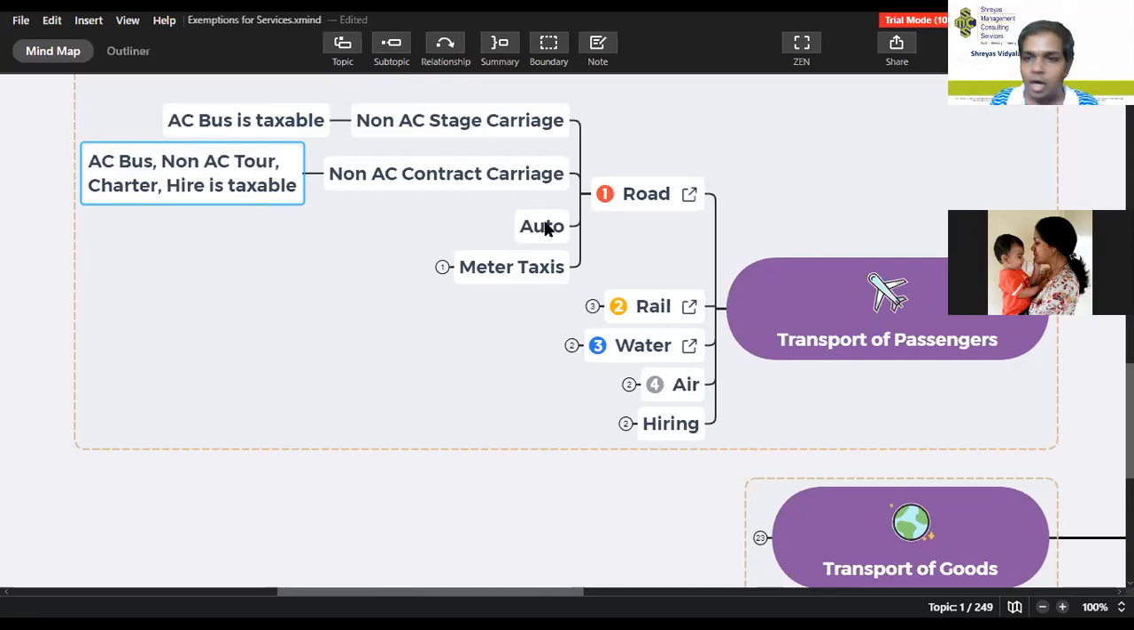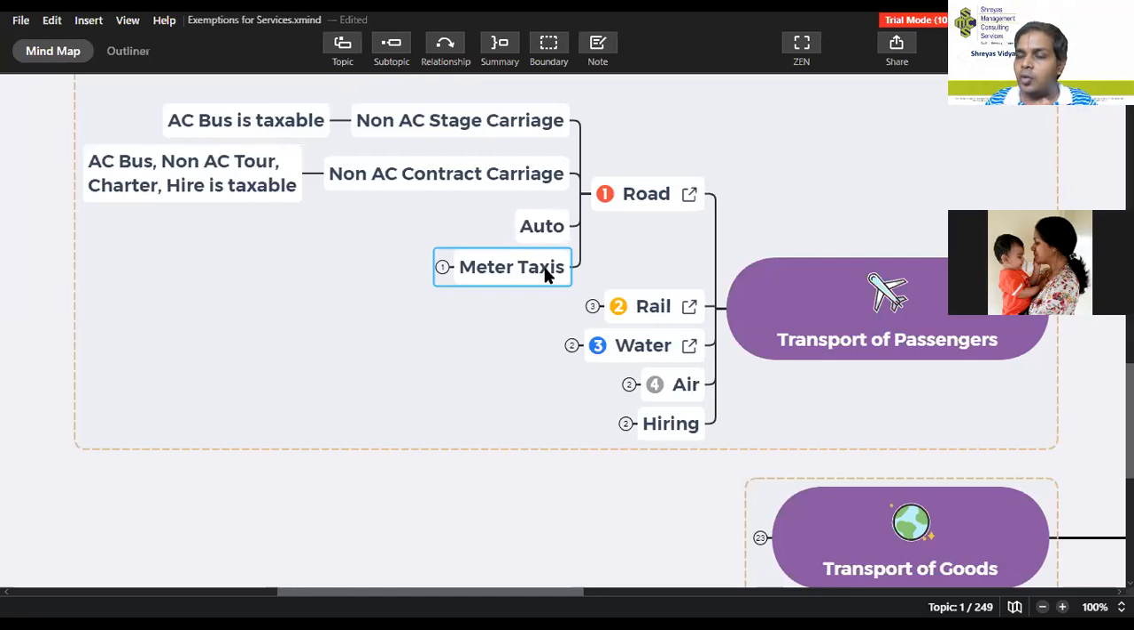Okay. Next, auto is not taxable. So let's say if you're going through auto next time, of course, an auto doesn't give you a bill. But let's say if you're going through Ola Auto, next time when you are seeing the bill, check whether they are putting GST for the auto charges. Okay. They won't do that. You can check the bill. Don't see the receipt, just check the bill which they give. Auto, there is no GST for the same. Meter taxis, no GST. We're looking at non-GST situations, no GST for the same.